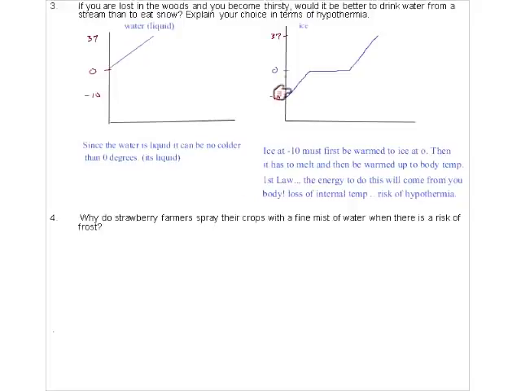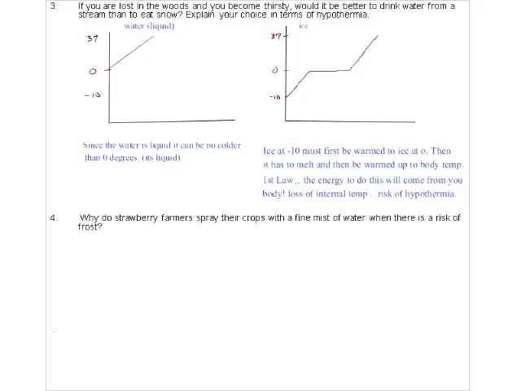If we have to put all this energy in to heat up the ice and then melt the ice and then warm up the water, that energy's got to come from our body, and therefore we can put ourselves at risk of hypothermia because that energy is going to be lost from our internal core. So never eat solid ice. I always try to get liquid water.